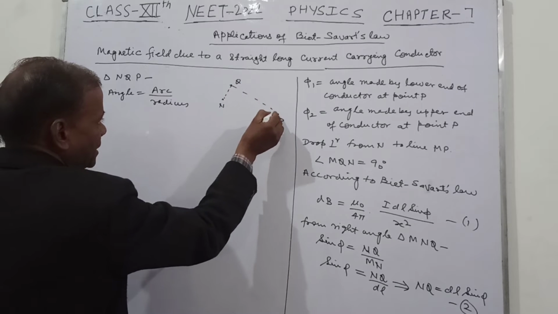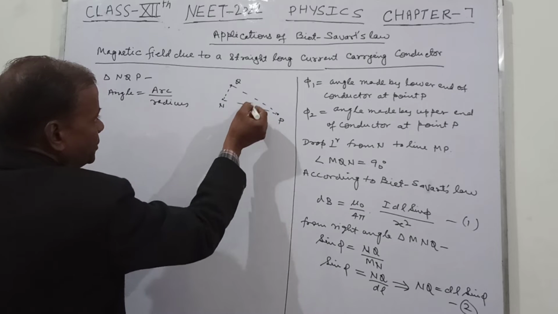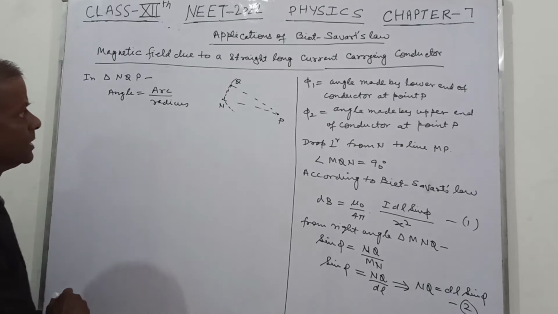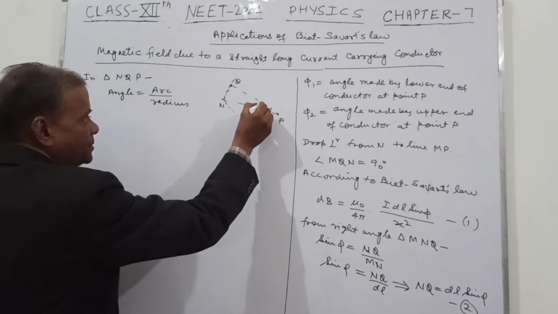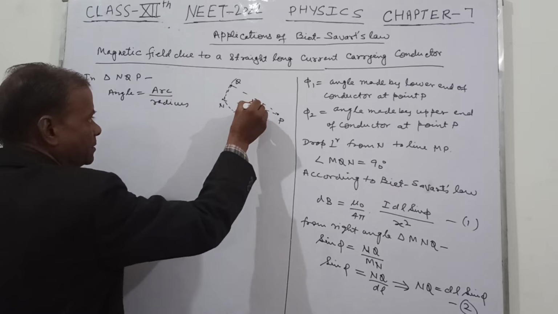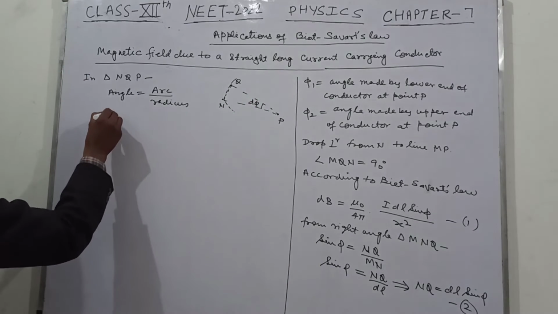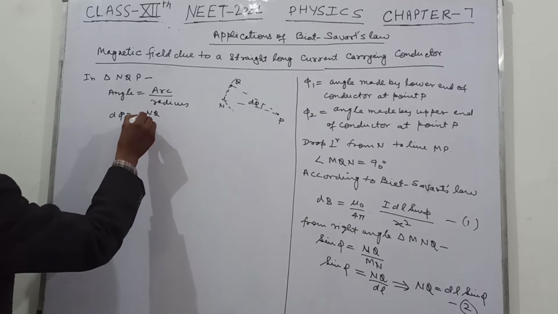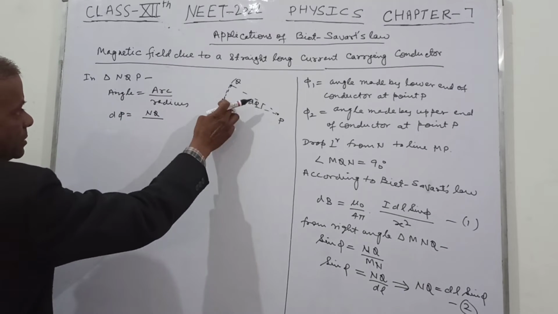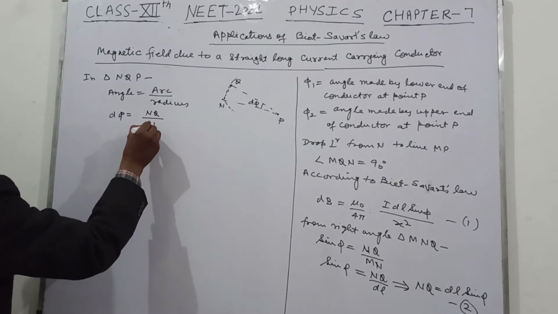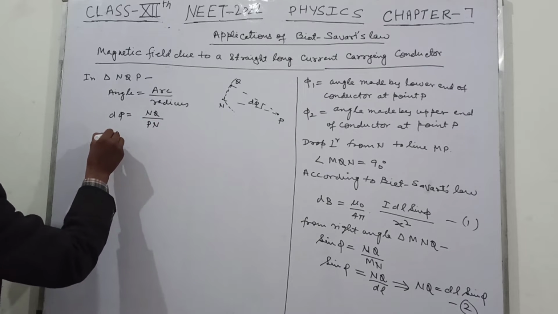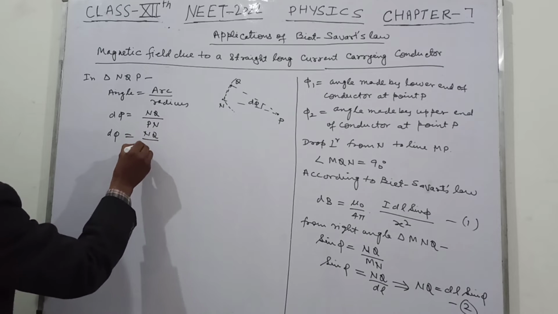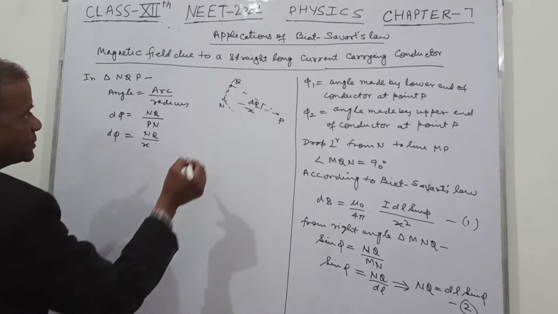This is now the distance like this one. These two distances are equal, so we can have a circular arc like this. This angle is d phi that we have taken there. So this d phi is equal to NQ upon this distance PN. So this d phi is equal to NQ upon PN, and PN is x, that we have taken to be x.